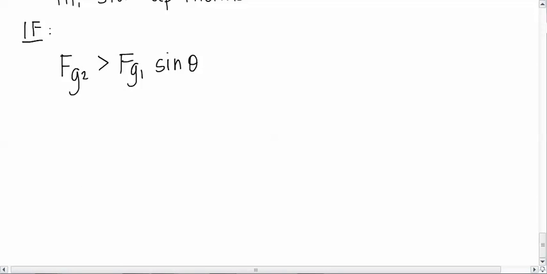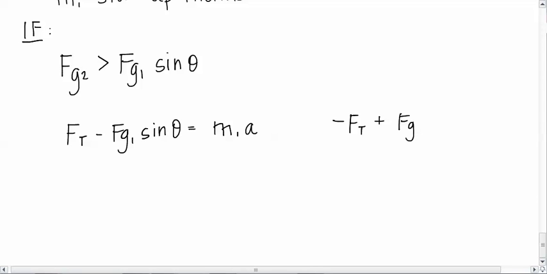Okay, so then up the inclined plane would be the positive direction. So our tension force would be positive minus Fg1 sine theta would be equal to M1A, just using the equations that we wrote earlier. So that means that down is going to be the positive direction for the hanging mass. So our tension would be negative. Our gravitational force on that hanging mass would be positive. That would equal M2A. So again, just like we've done before, solve for the tension force here.